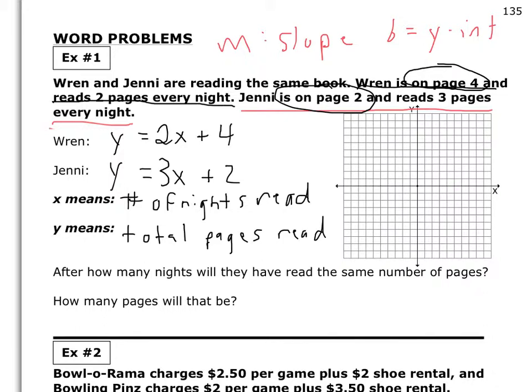Okay, so now that we have two different equations that are both solved for y, we can go ahead and graph those and see where they intersect, and that's going to tell us how many nights it will take until they read the same number of pages. Okay, so let's start with Ren. We know her y-intercept is 4, so let's graph a y-intercept of 4. So go up 1, 2, 3, and 4 and draw a nice big old point.